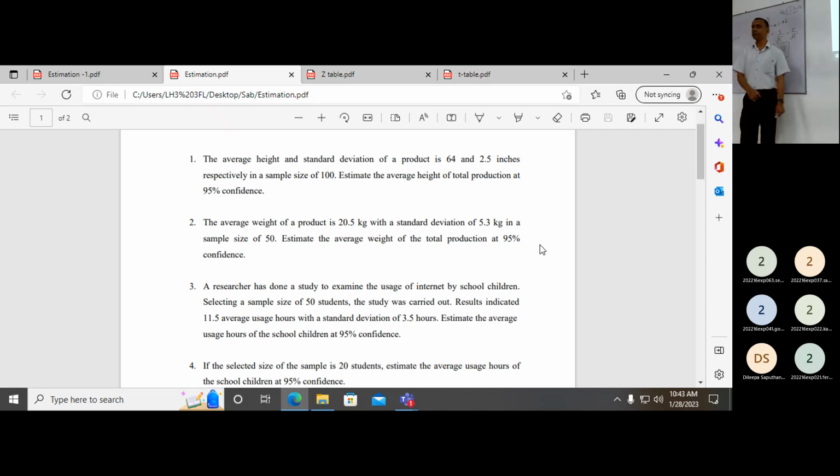Now we write the interpretation here. The average weight of the total production will be between 63.51 kilograms and 64.49 kilograms. This has 95% confidence. Otherwise, 95% of the items will be within this range. Now practice other questions.